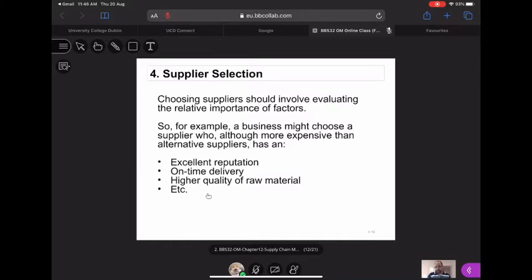So suppliers are very, very important, because if you never evaluate your supplier, you anyhow buy from this supplier, and suddenly you realize you're buying too expensive, or the supplier is giving you low quality raw materials, the company is going to be in trouble. So it is very important, one more time, that we select the right supplier.